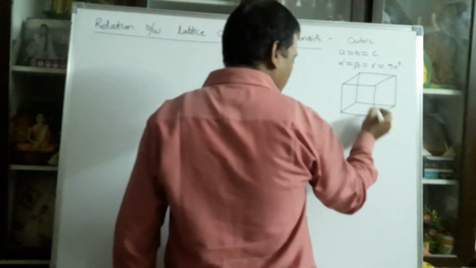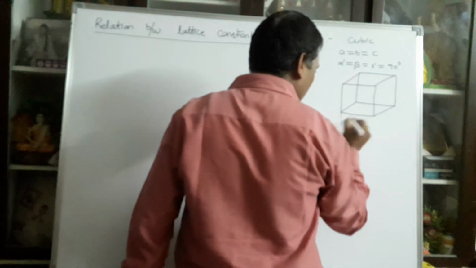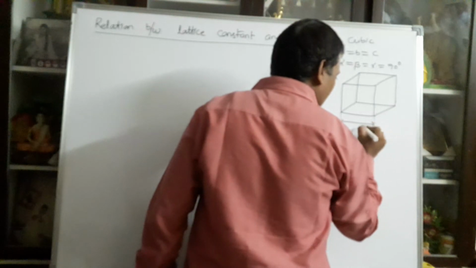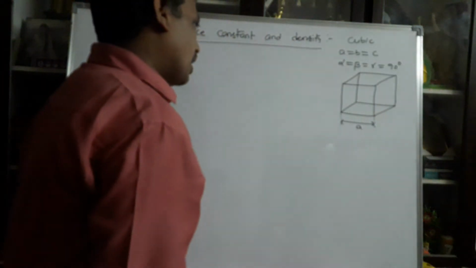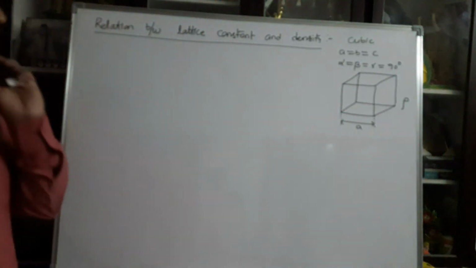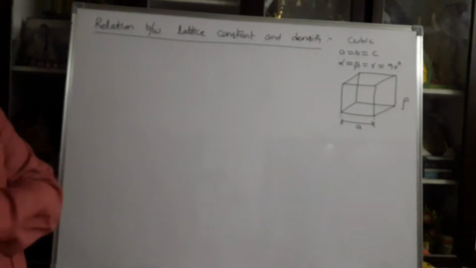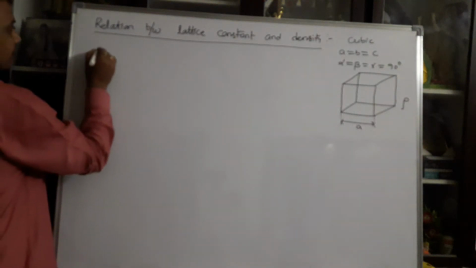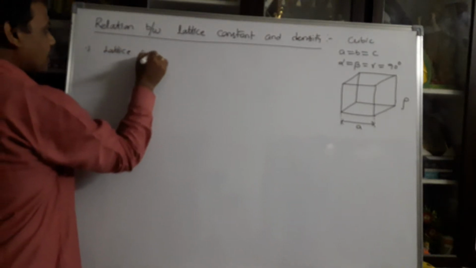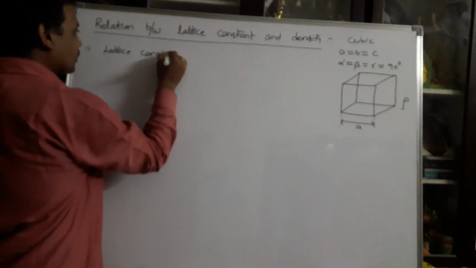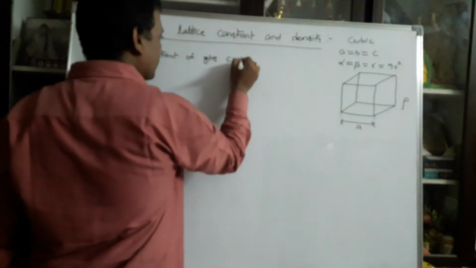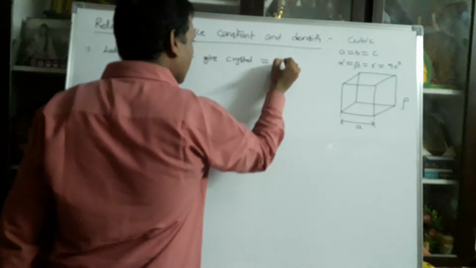According to the cubic structure, this is a lattice point and this is also a lattice point. The distance between two lattice points can be taken as the lattice constant a, and the density of this cubic structure can be taken as rho. For this case, first I am assuming the lattice constant of the given crystal can be taken as a.